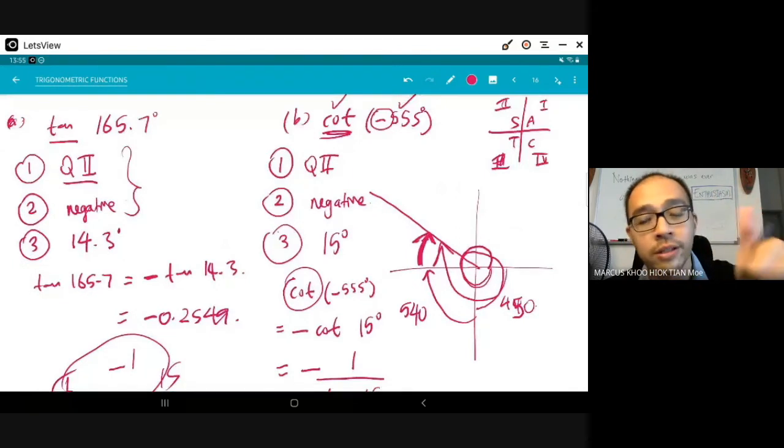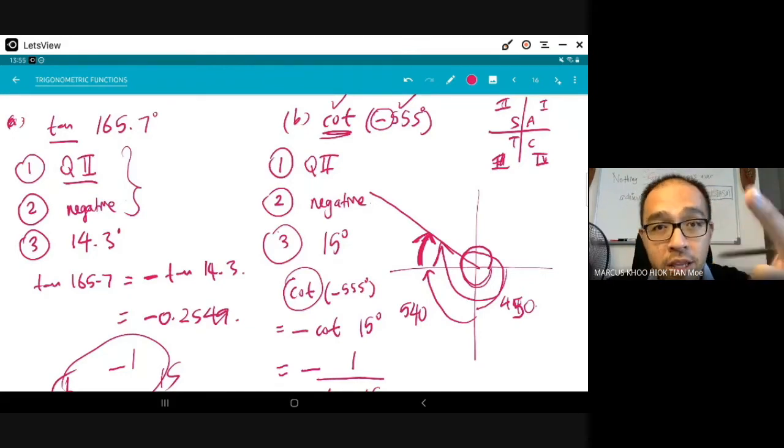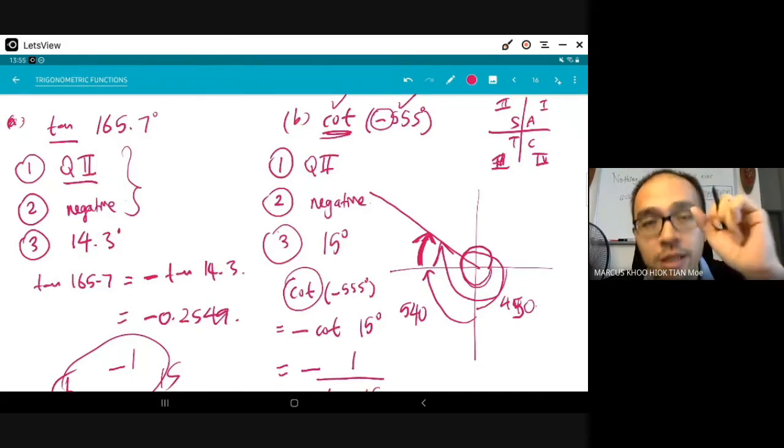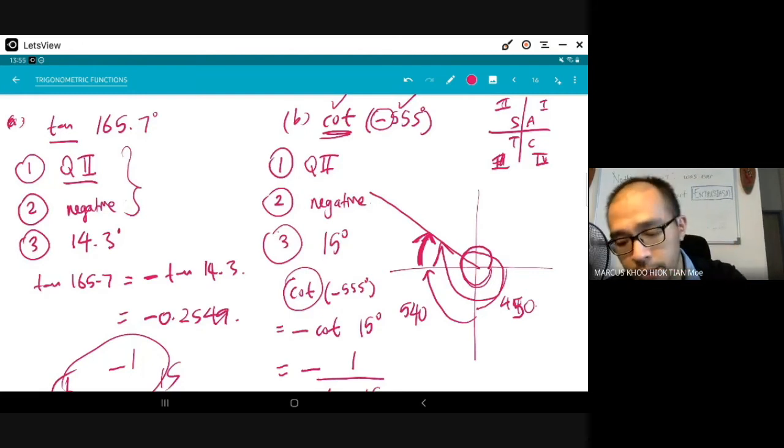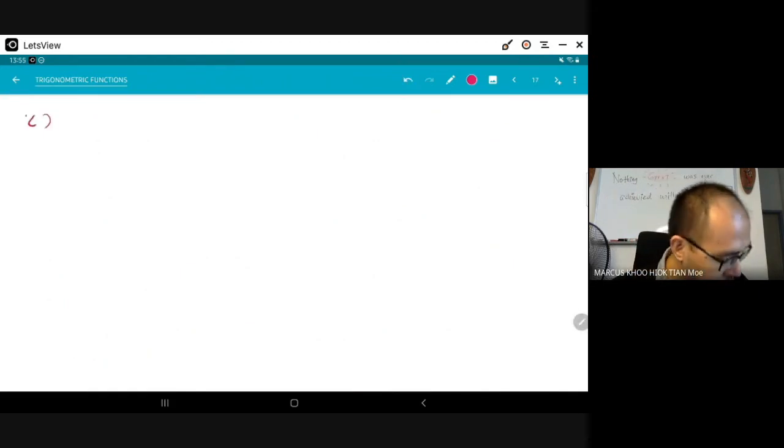Identify the quadrant where it is in. Then from the quadrant, you see whether it's negative or positive. Then you look for the base angle and use the base angle. The base angle is definitely the safest method to do this. Let's try another one.